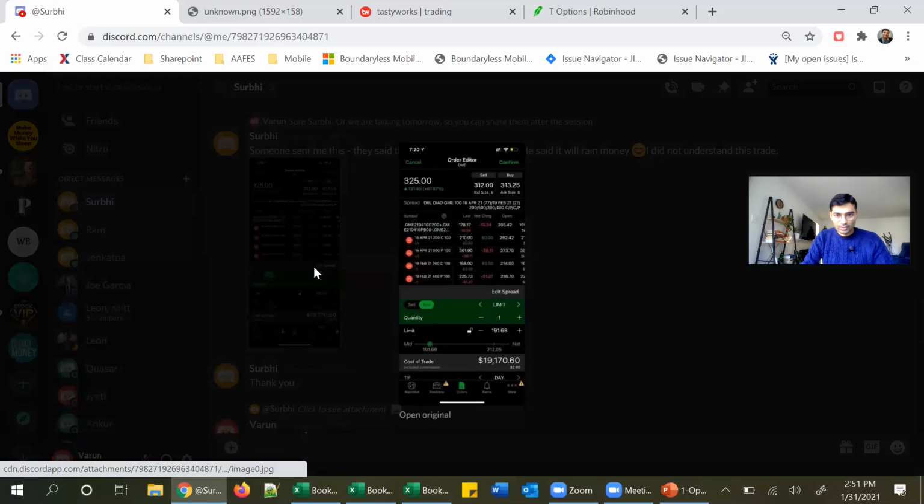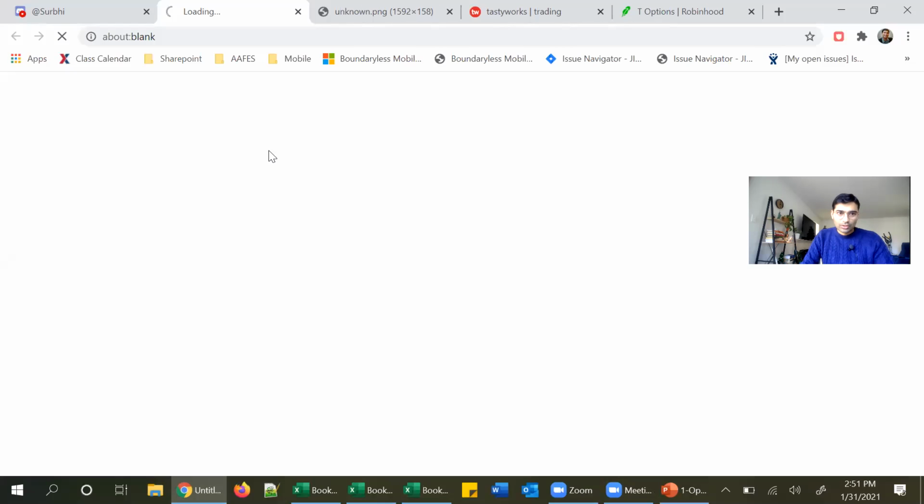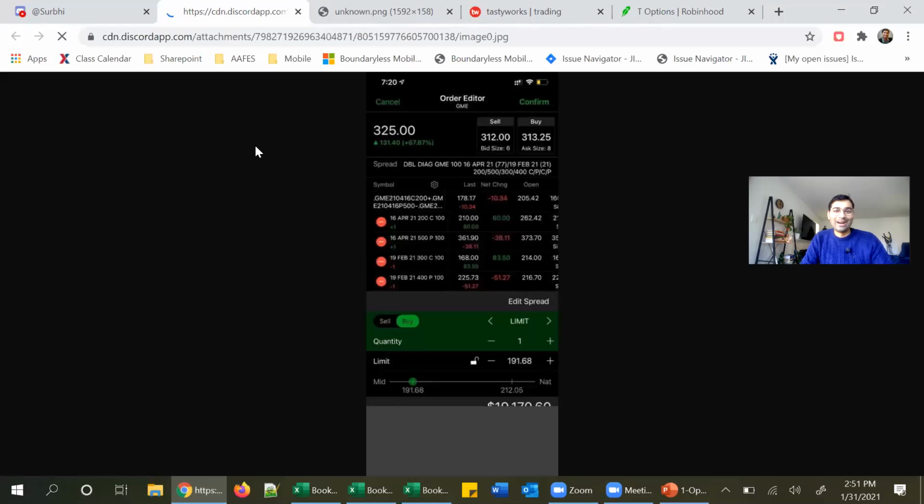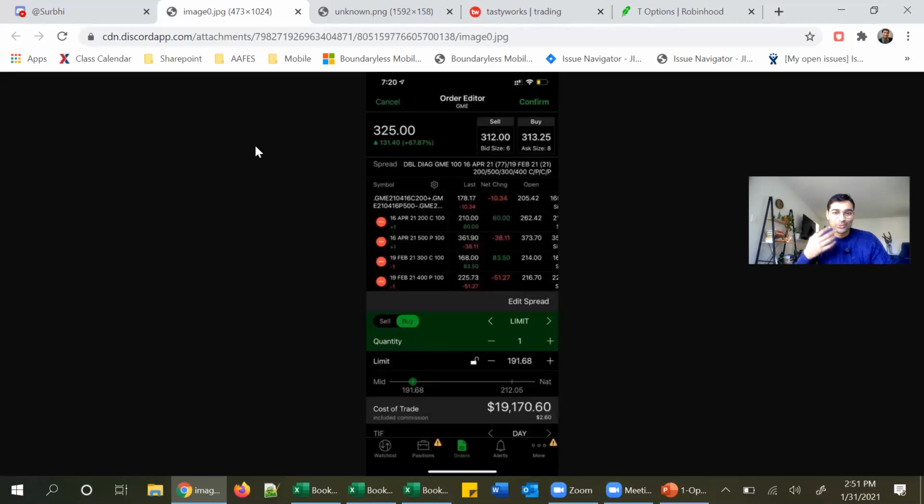And let me see this one. So I think this one, I am not the expert in running these kinds of trades. This is a double diagonal trade, but I can tell you what is happening in summary. This trade is a speculative trade.